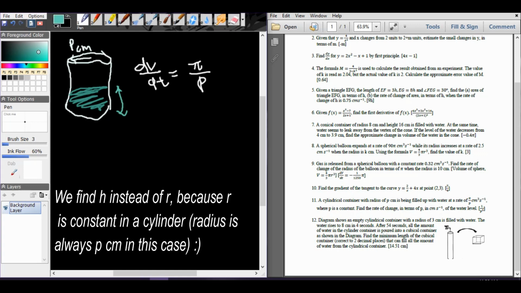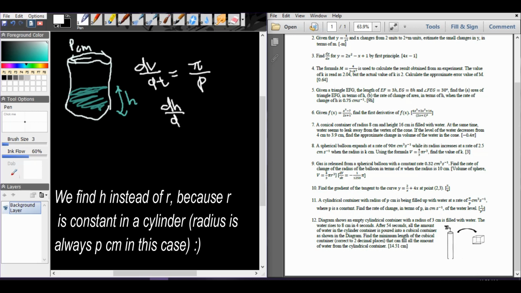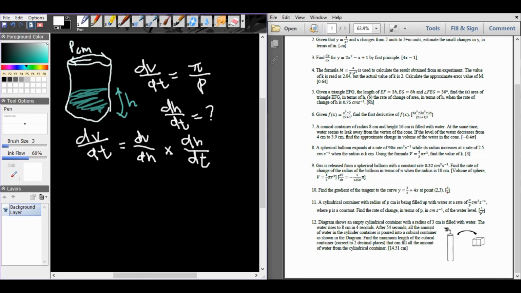Okay, we are going to find the height. So we are asked to find dH/dt. By using chain rule, dV/dt equals dV/dH times dH/dt. Because we are asked to find dH/dt, so we know there's something related to dH. So we write dH here. dH can be cancelled out, then left with dV/dt. So these two are equivalent. We have to find dV/dH.